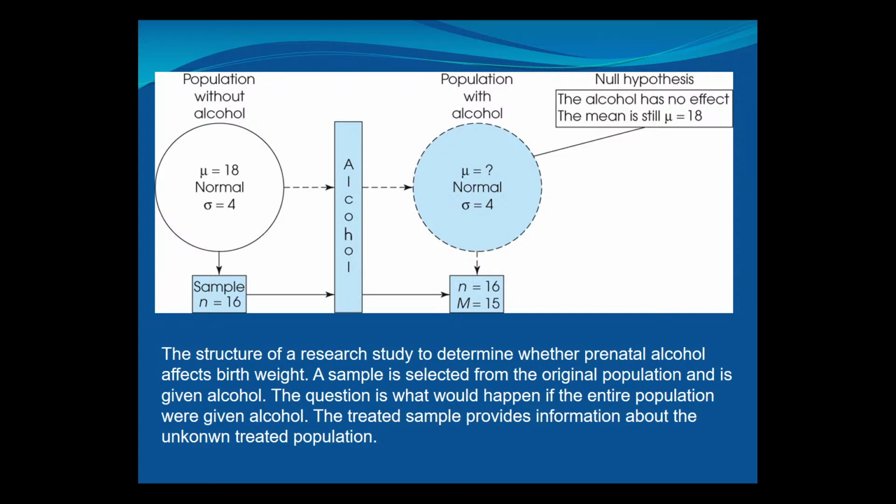At this slide, you see an explanation of hypothesis testing. So we have a practical example with the structure of a research study to determine whether prenatal alcohol affects birth weight. A sample is selected from the original population and is given alcohol. The question is, what would happen if the entire population were given alcohol? The treated sample provides information about the unknown treated population.